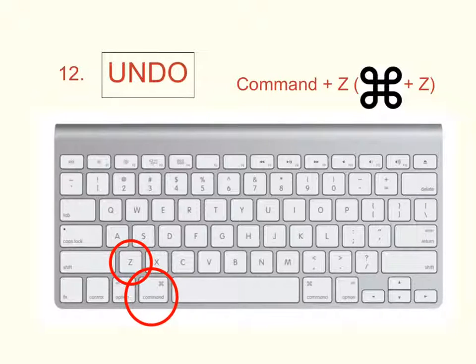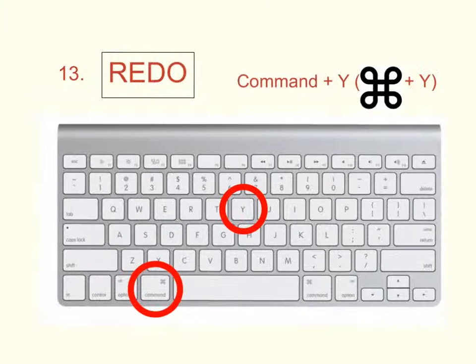Command Z is a simple undo or oops command. It can be super helpful. The opposite of Command Z is a redo, Command Y.